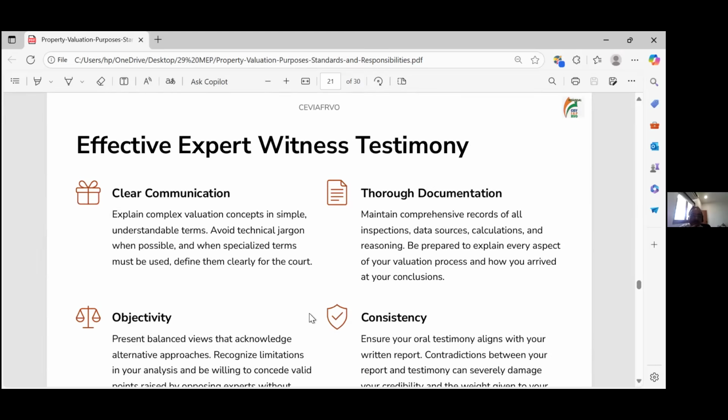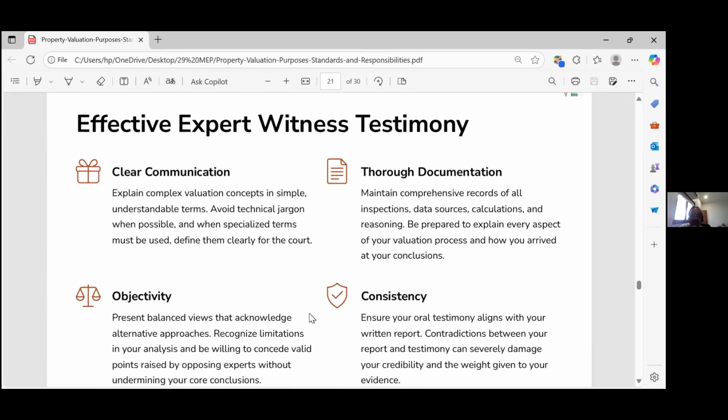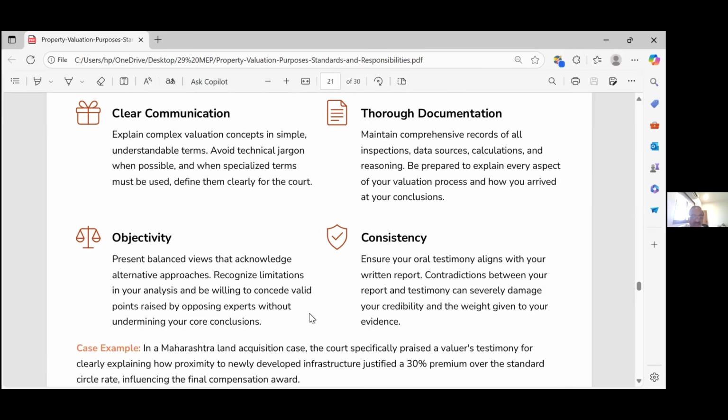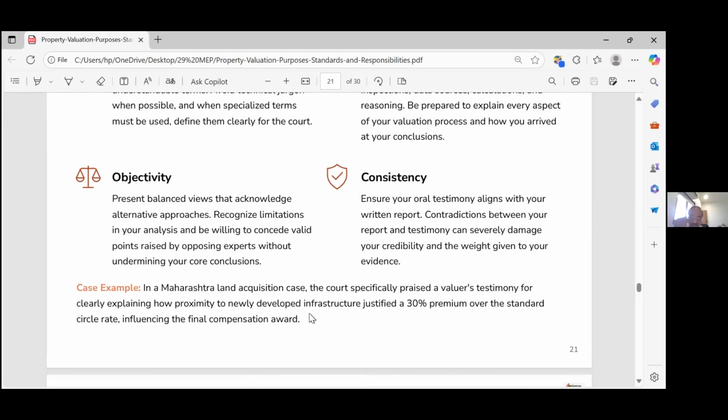For effective expert witness testimony, you must have clear communication. You must explain complex valuation concepts in simple, understandable terms. You must provide thorough documentation of your valuation process and present balanced views that acknowledge alternative approaches, recognize limitations in your analysis, and ensure your oral testimony aligns with your written report. Contradiction between your report and testimony can severely damage your credibility and the weight given to your evidence.